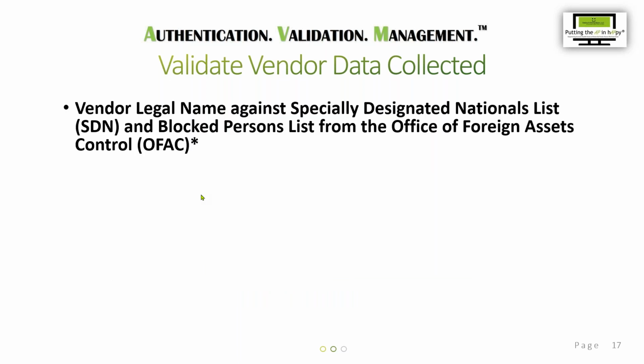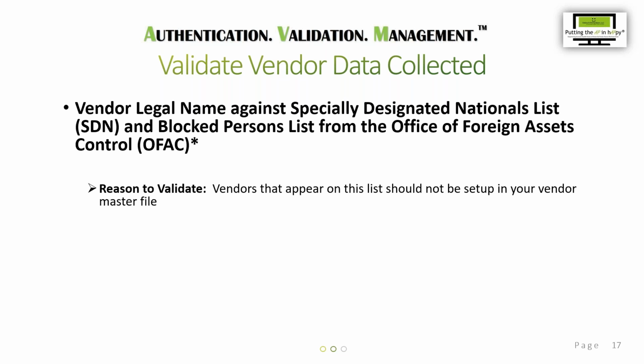All right, so the next one is the vendor legal name against the Specially Designated Nationals list, SDN, and the Blocked Persons list from the Office of Foreign Assets Control, or OFAC. And you want to make sure, especially if you're a US entity, that vendors that appear on this list are not set up in your vendor master file.